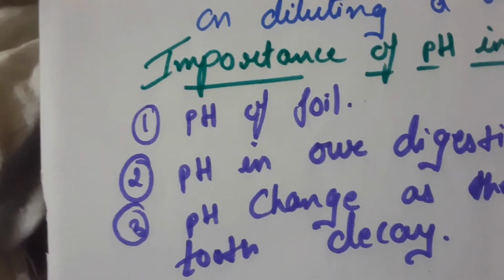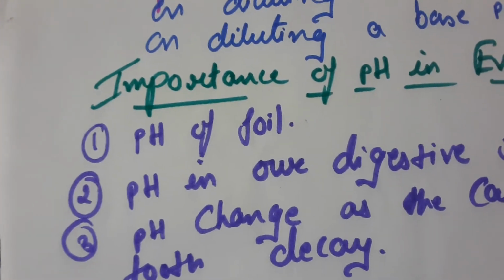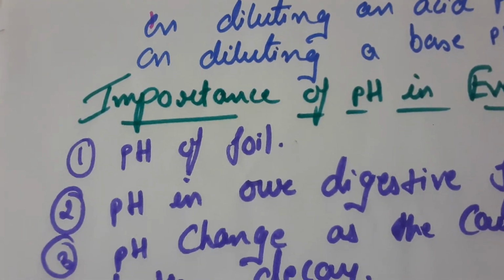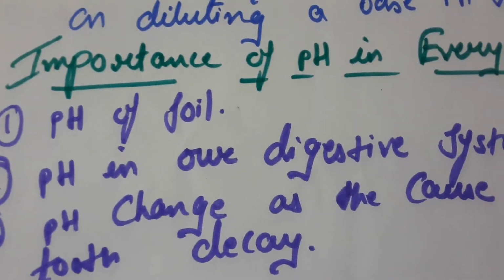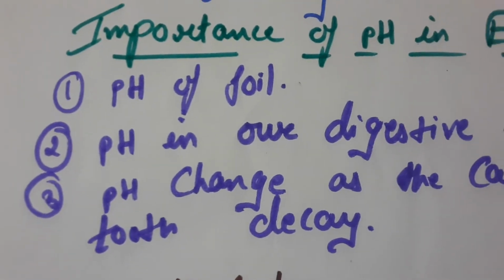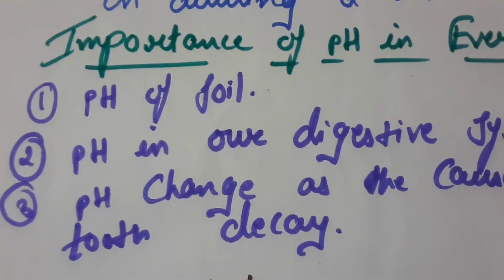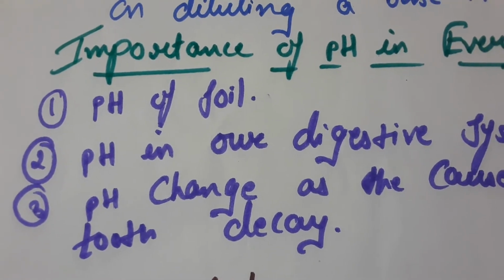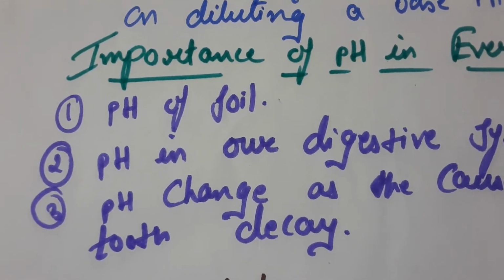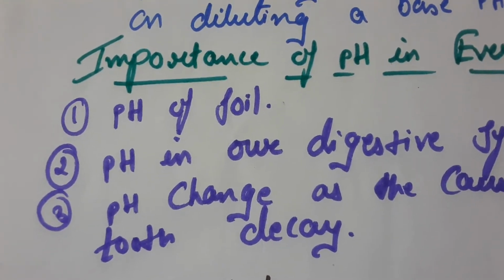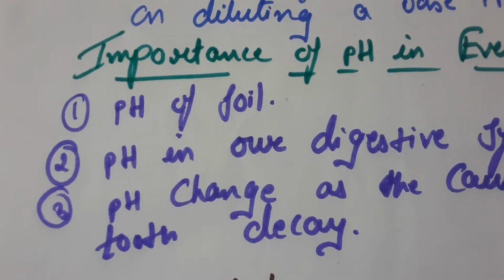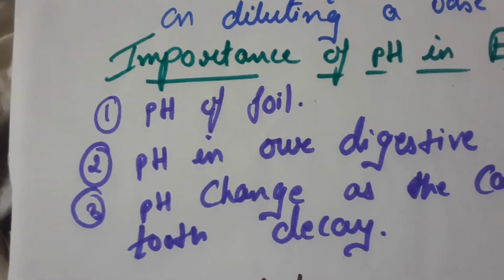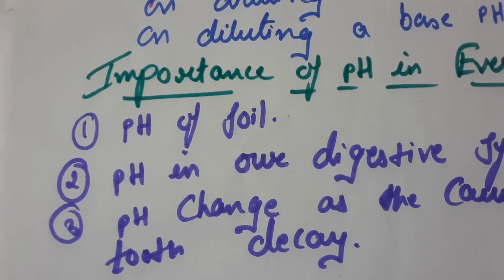hydroxyapatite, that is calcium hydroxyapatite. It is a crystalline form of calcium phosphate, and it is the hardest substance in the body. It does not dissolve in water. Note down that tooth enamel is made up of calcium hydroxyapatite.